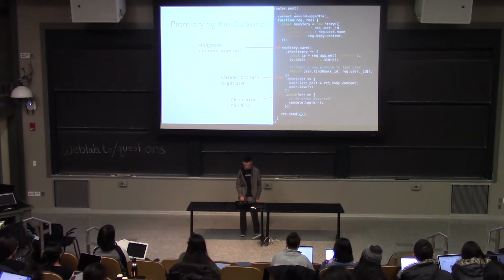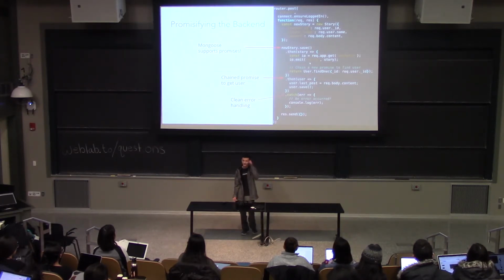So instead of putting stuff inside callbacks, we can use .then. So let's see what this looks like. So new story.save, and then we're going to run this stuff we had before. We're going to emit it via socket.io. And then the next thing we're going to do is we want to fetch the user so we can update its last post. I did this here by chaining promises.